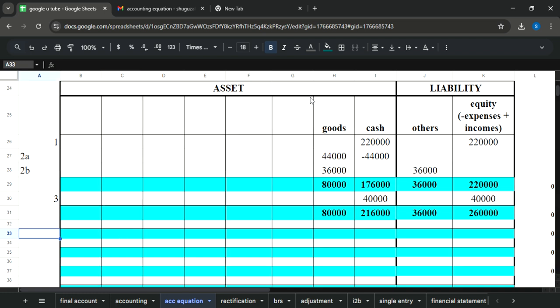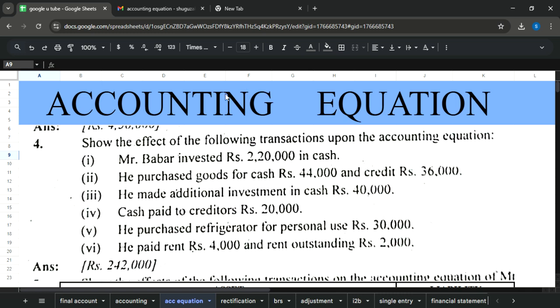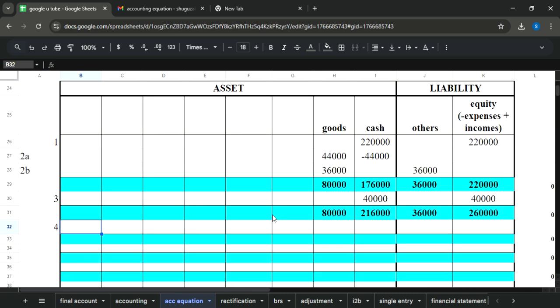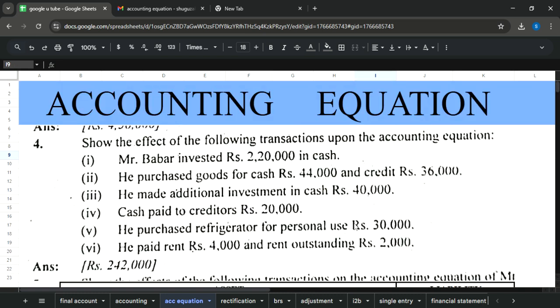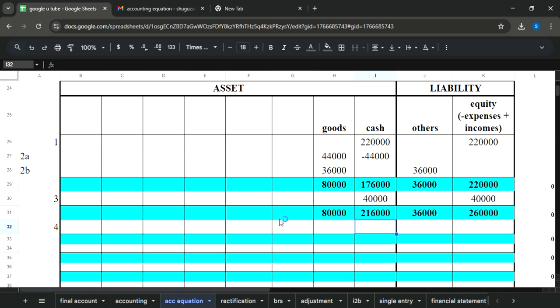Now we will focus on our fourth entry. Let's see what it is saying. Cash paid to creditors. So please note it down. You have paid cash to creditors. Come back to your second entry. You have bought these goods from creditors. The total amount payable to creditors was 36,000, and now you are paying 20,000. So cash you are paying, cash is going out. There is a decrease in cash. You will mention the decrease in the cash column. How much amount have they paid? 20,000. So there would be a decrease in cash of 20,000.